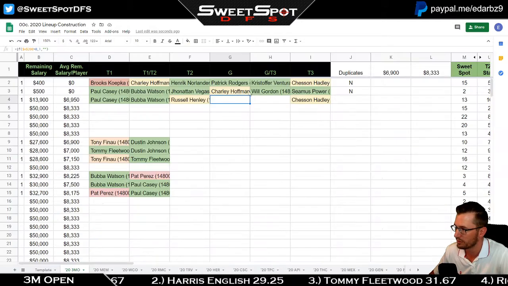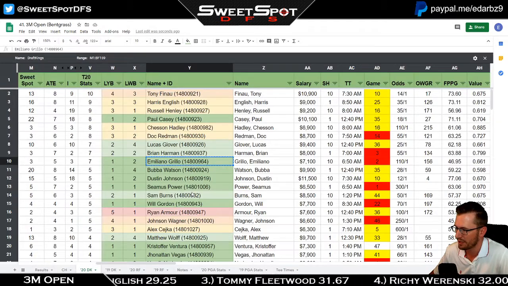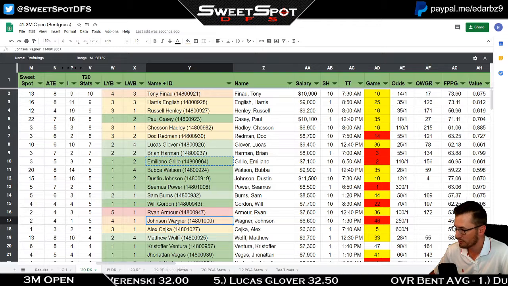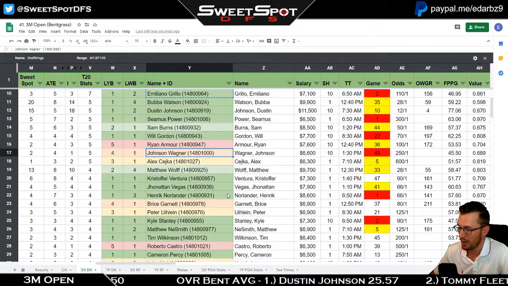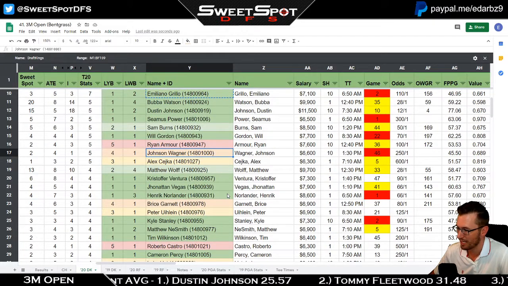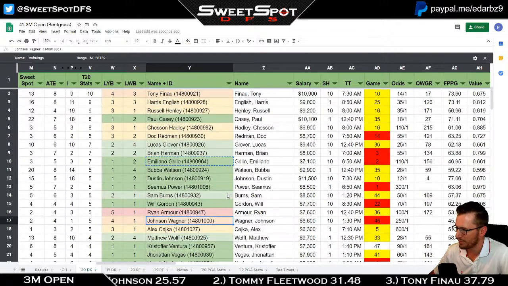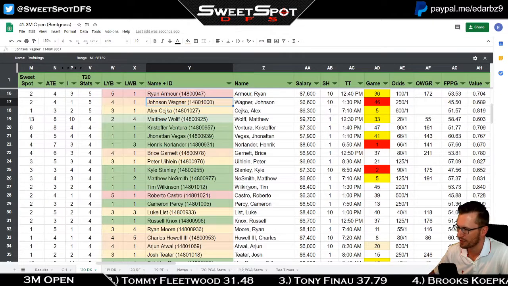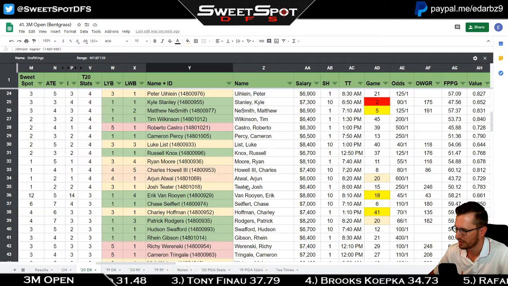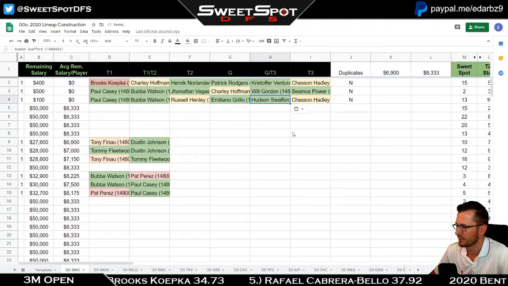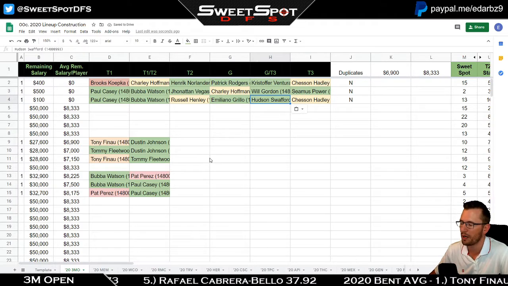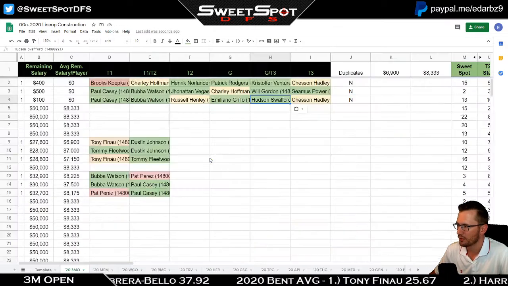We could put Grillo. Not having a lot of light green in my player pool here. Could go Johnson Wagner, 4,100. That's 6,600. Could put Seamus Power in there again. Looks like I can't get away from Seamus Power. Really nothing with the light greens. All of our light greens are about $8,000 and above. Put someone like Hudson Swafford in there. So that lineup works. We can do many different ways to create lineups.